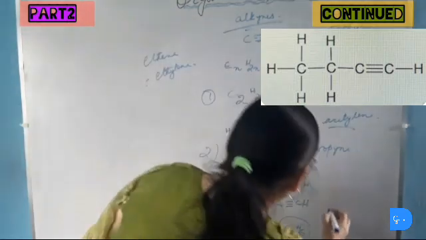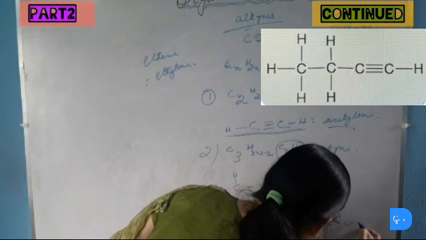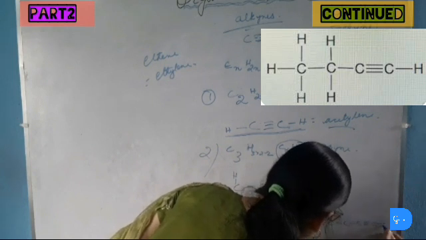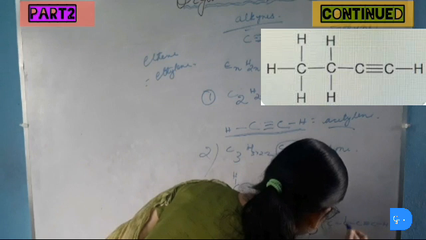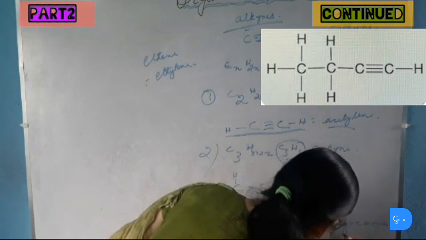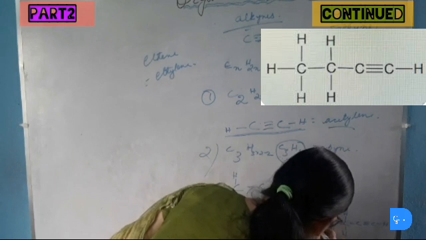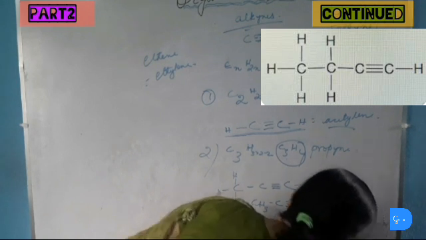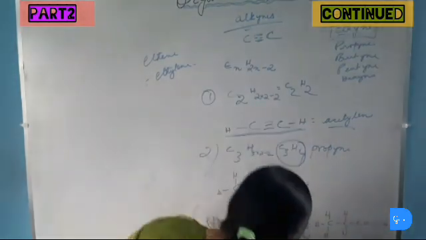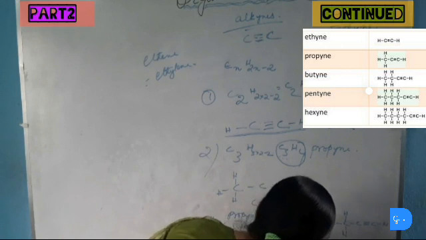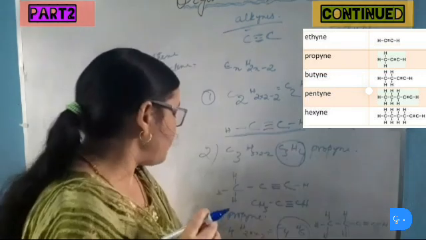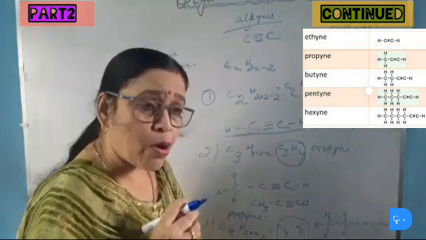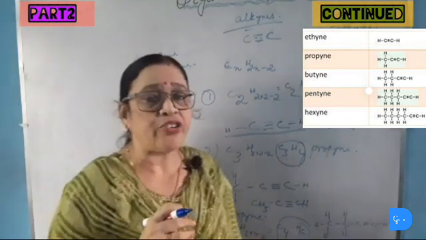If we draw the structure of butyne, we will get it in this way: C, C, C, here a triple bond, C. Here only one H atom will be present, here only 2 and here 3. Thus CH3, CH2, C, CH, C4H6. This is the structure of butyne. In this way we can draw the structural formula of an organic compound, and also find the number of hydrogen atoms present in it.